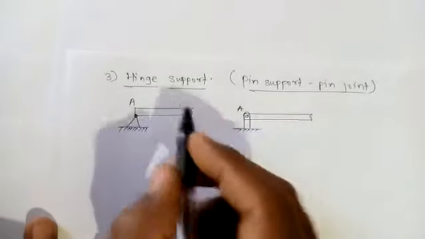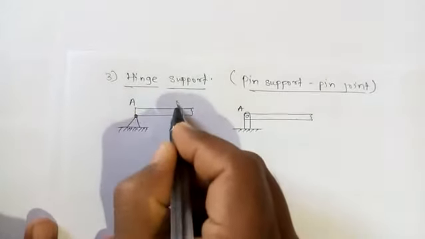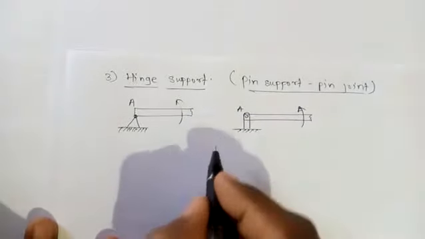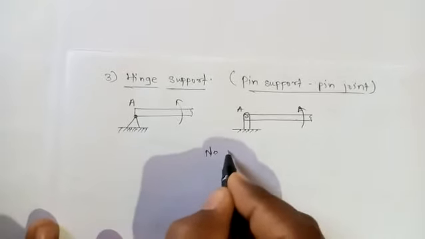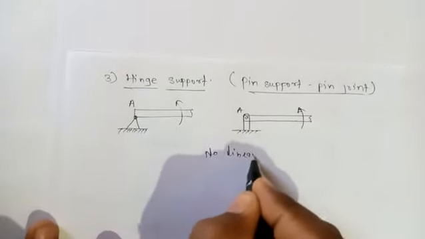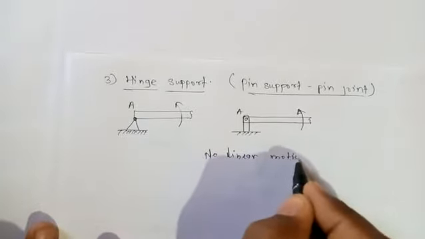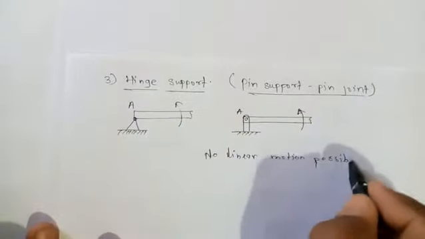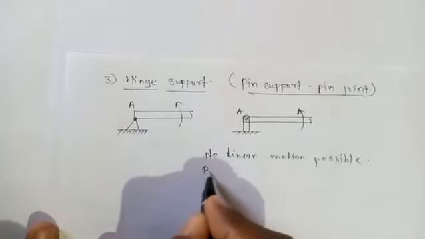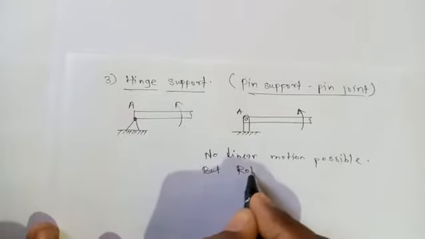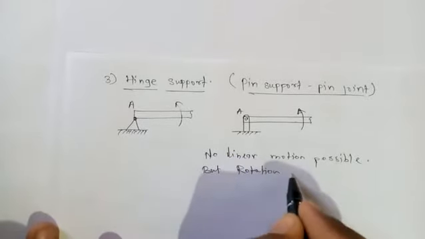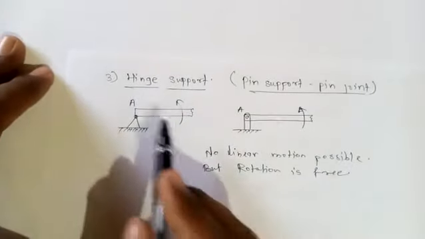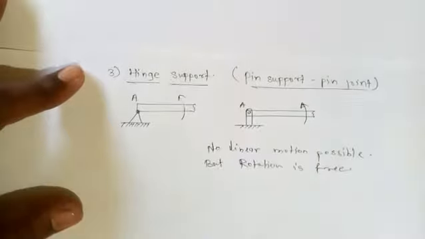But in both cases, the rotation is possible. Here in this case also, the rotation is possible. That means no linear motion possible. No linear motion possible in both cases, that is hinge or pin joint, but rotation is free. So how many support reactions will be there in hinge support or pin joint or pin support?